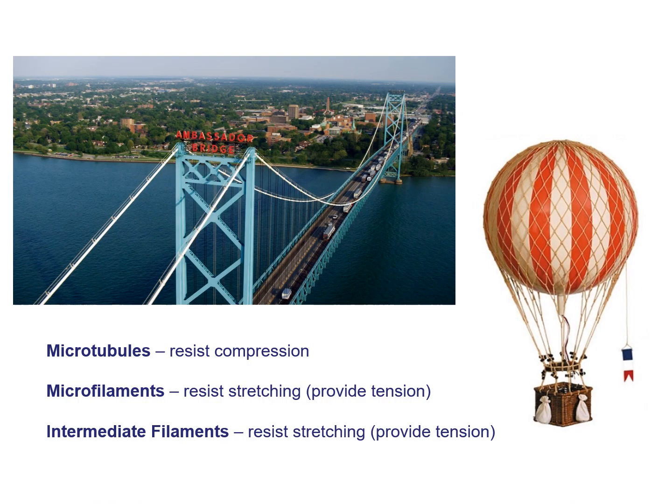To demonstrate what the different filaments are doing, I thought I'd use the example of a suspension bridge. This is the Ambassador Bridge. It crosses the Detroit River. It goes from Windsor, Ontario to Detroit, Michigan. That's Windsor in the background there.